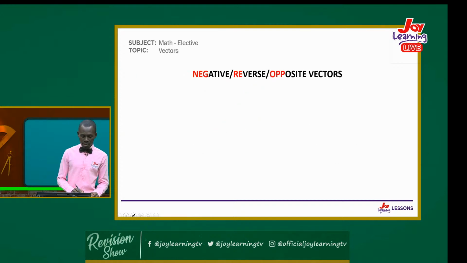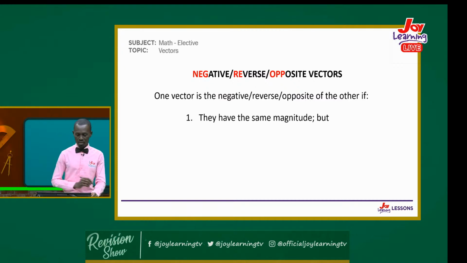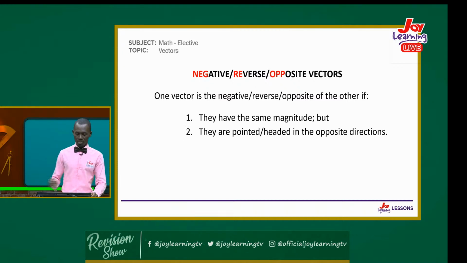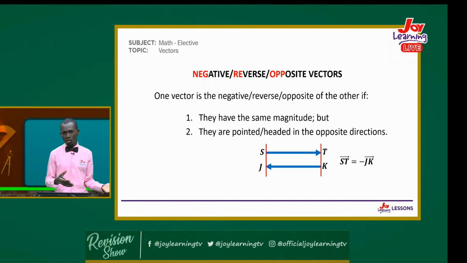All right. Now let's talk about the negative, reverse, or opposite vector. A vector is the negative, the reverse, or the opposite of another if they have the same magnitude, but they are headed in opposite directions. So, like we said before, look at vectors ST and KJ. They may have the same magnitude, the same length, but they are pointed in opposite directions. In other words, these two vectors, ST and KJ, are opposite. However, you could make them equal by simply reversing the letters. So you could say that ST is equal to the negative of JK.